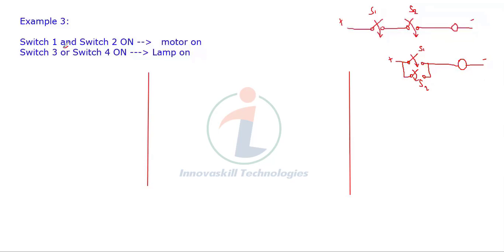So here the condition what we have mentioned is AND, means when both are on only, output should be activated. So here what I have to do: this input is on, output is also on. So I have to use normally open of switch 1 and switch 2, and we have to connect it with the motor.